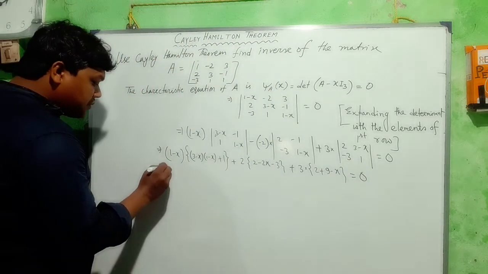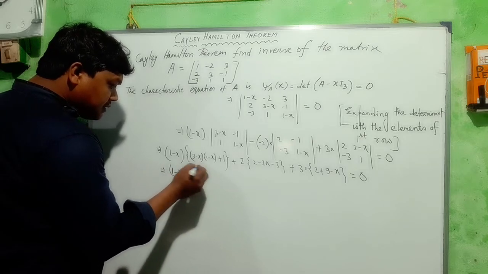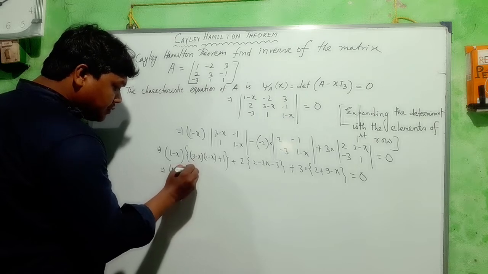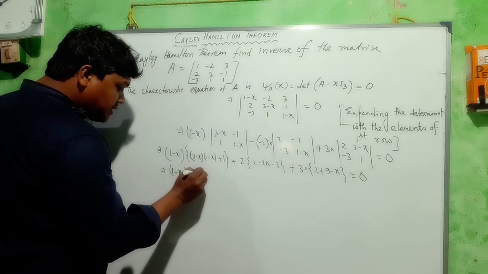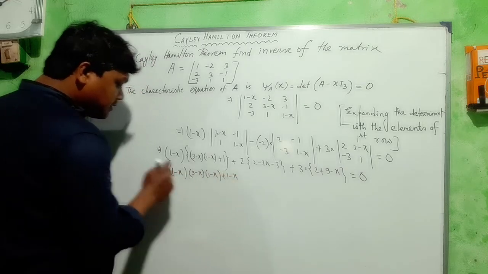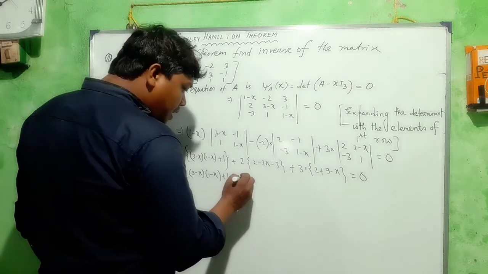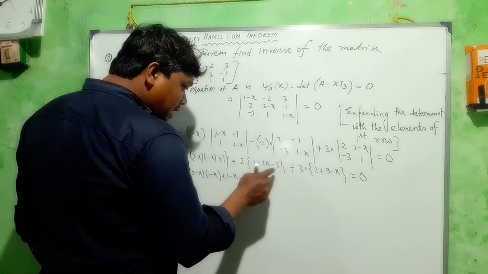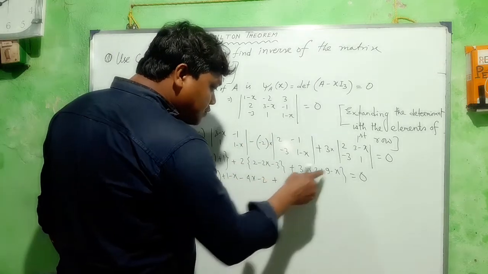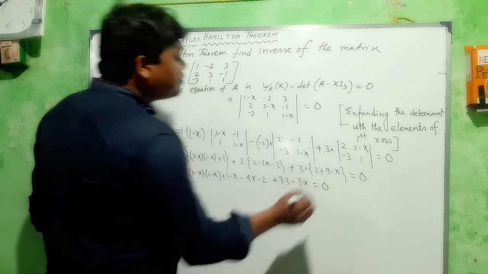So now this gives 1 minus x into 3 minus x into 1 minus x plus 1 minus x. Okay, throughout we multiply 1 minus x by the equation 2x minus 4x and minus 1, that is minus 2, plus 9 plus 2, that is 11, 33 minus 3x equals to 0.